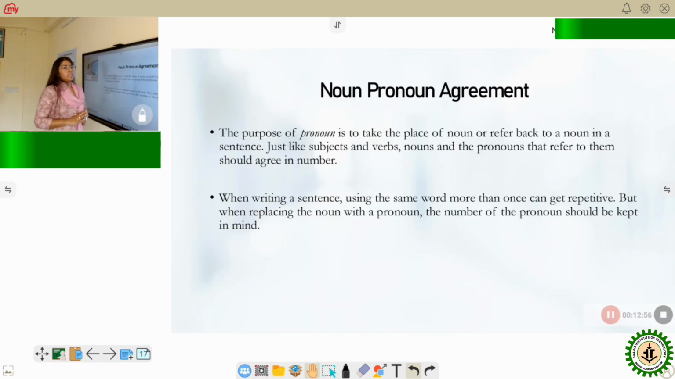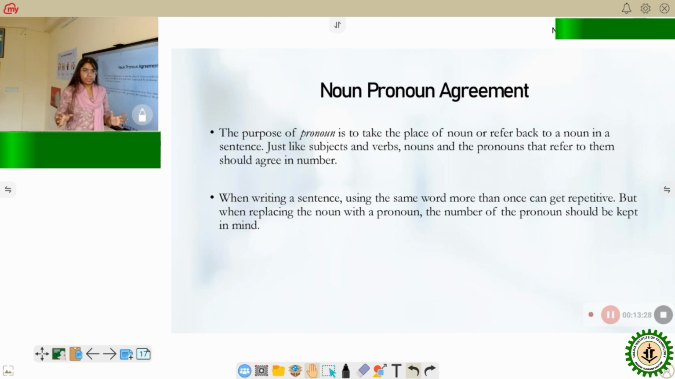Now we have covered subject-verb agreement. There is also a related topic, that is noun-pronoun agreement. So what is noun-pronoun agreement? Much like the verb must agree with the subject of the sentence, the pronoun must also agree with the noun of the sentence. So what is the work of a pronoun? We use a pronoun to replace or to refer back to the noun itself. So pronoun and noun must agree in number and in gender.